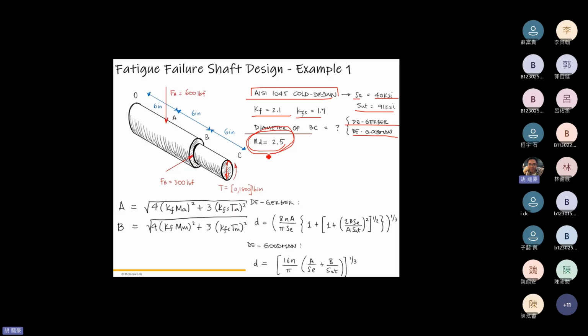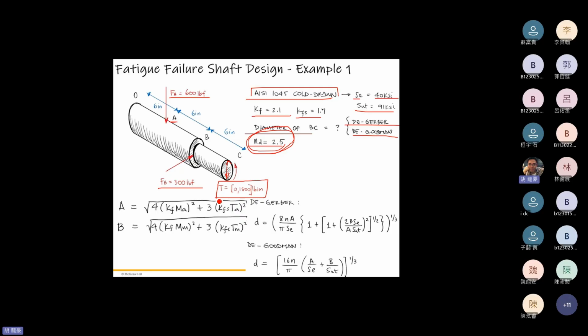I'm going to explain this later. Here we just say it's a kind of safety factor. Right now just think of it as similar to the factor of safety. We have a point load applied at location A, and a point load applied at location B. There's a torque applied between 0 and 1,800 pound-inch. That's the force condition applied to this shaft.